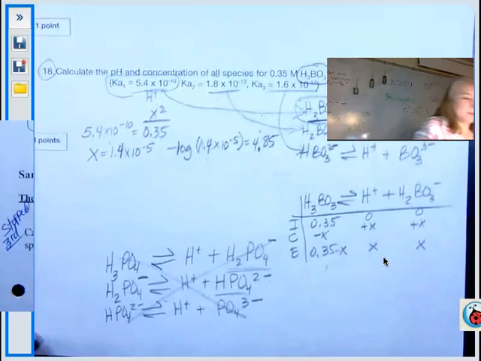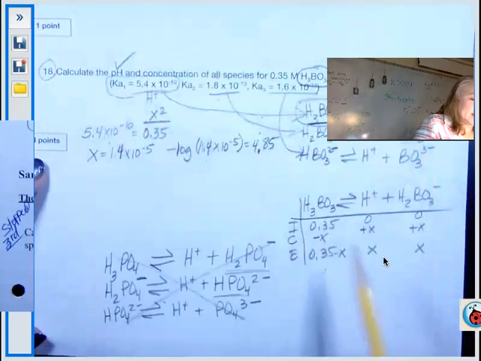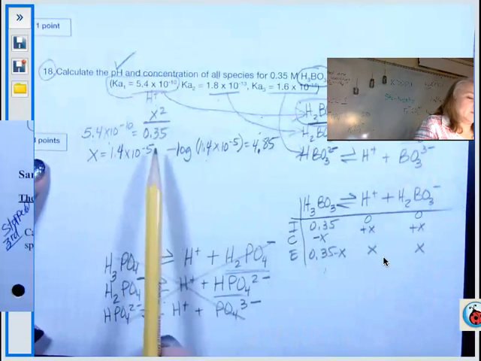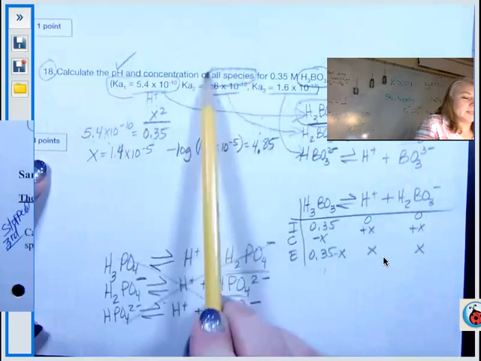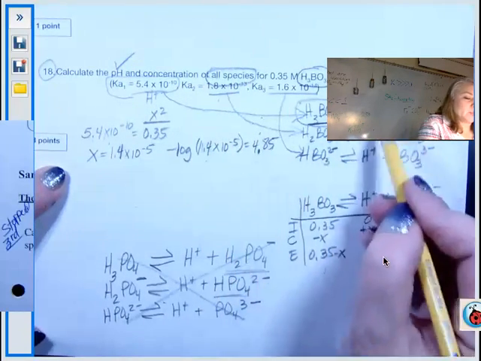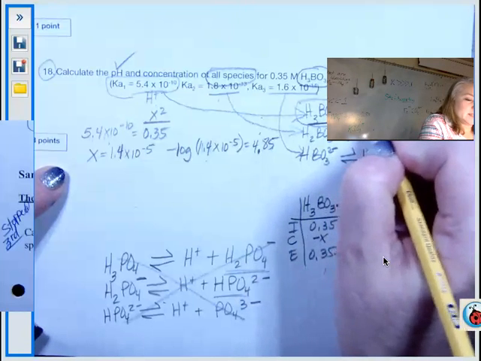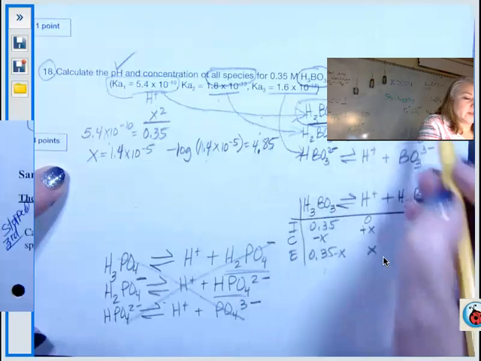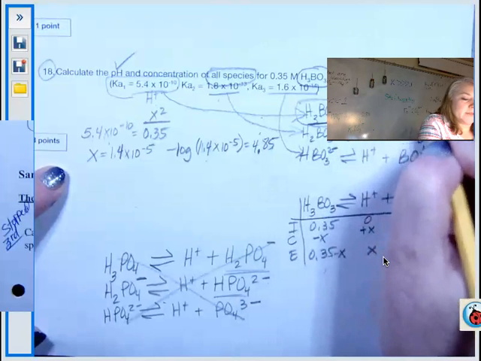All right. So we've gotten the pH found. Check that off. And now you have to calculate the concentration of all species. So this is just like what we did before. We have the concentration of H plus, right? It is 1.4 times 10 to the negative fifth. We also know the concentration of H2BO3. It's 1.4 times 10 to the negative fifth.